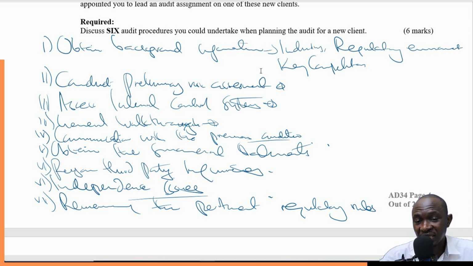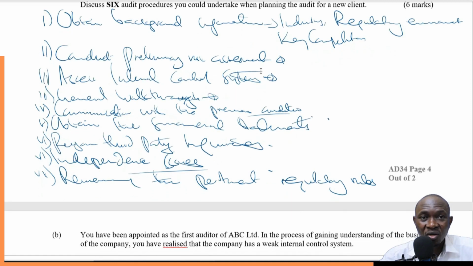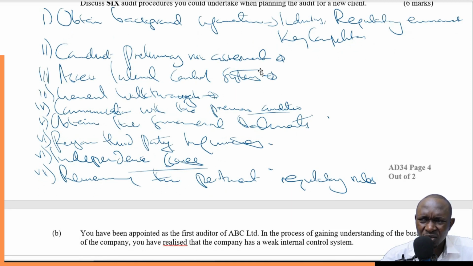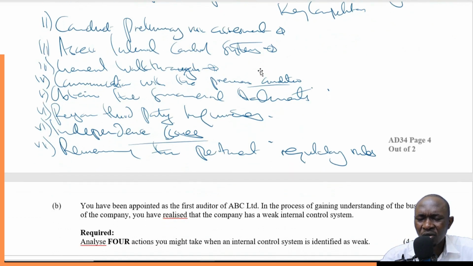Communicate with the predecessor auditor. General walkthroughs. Assess the internal control system of the organization. Get the general background information about the industry. Those are some of the things you need to do when you are planning for an audit of a new client.